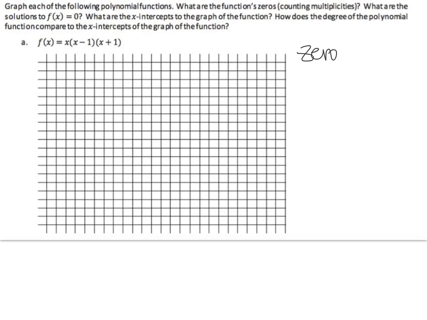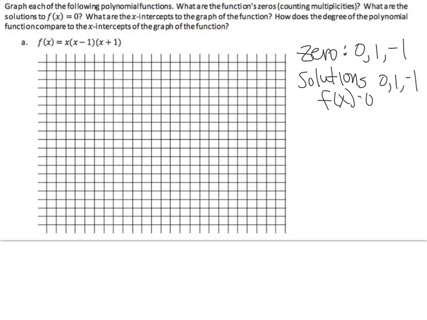We know the zeros are 0, 1, and -1. The solutions to f of x equals 0 are also 0, 1, and -1. I'm going to write those in a different order: -1, 0, and 1. The x-intercepts are also -1, 0, and 1.